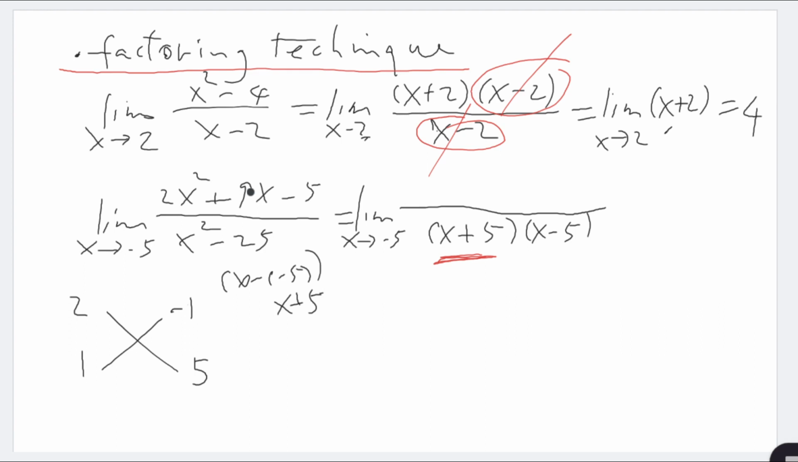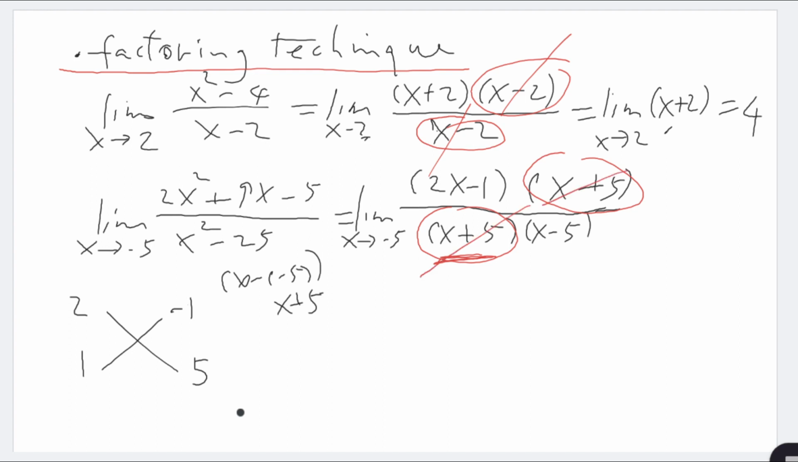So the numerator can be factored as, according to my numbers, 2x minus 1. Pick up the 2 here. Pick up a negative 1. So it'll be 2x minus 1 times 1x plus 5. And we see the trouble factor there. We see the same trouble factor there.